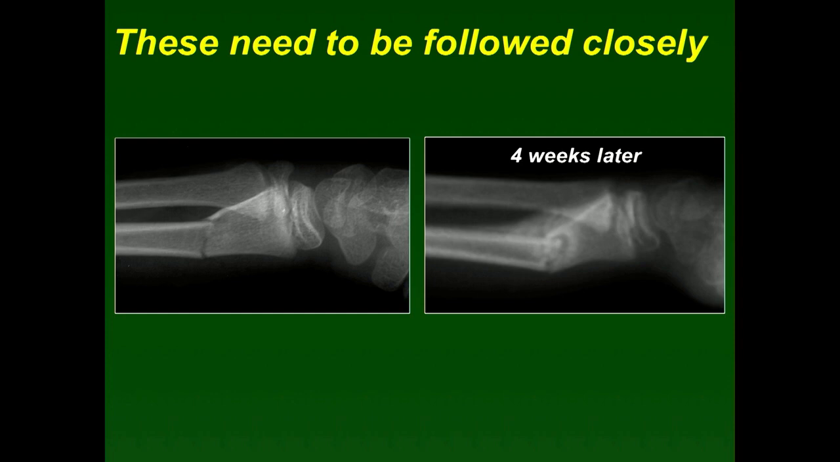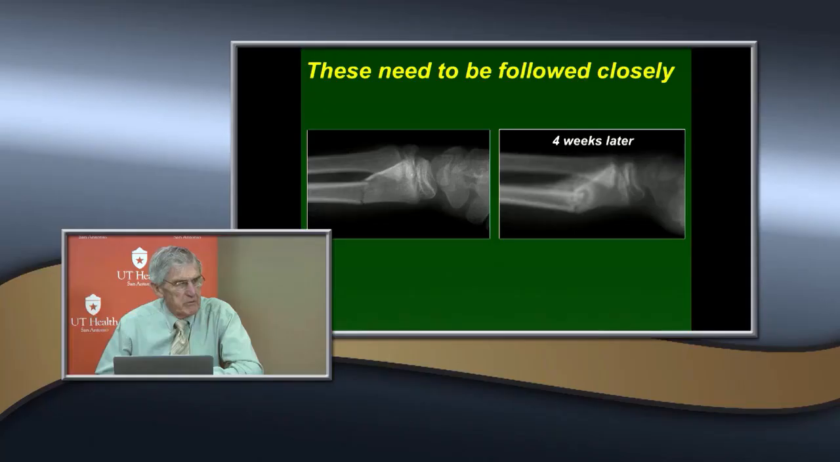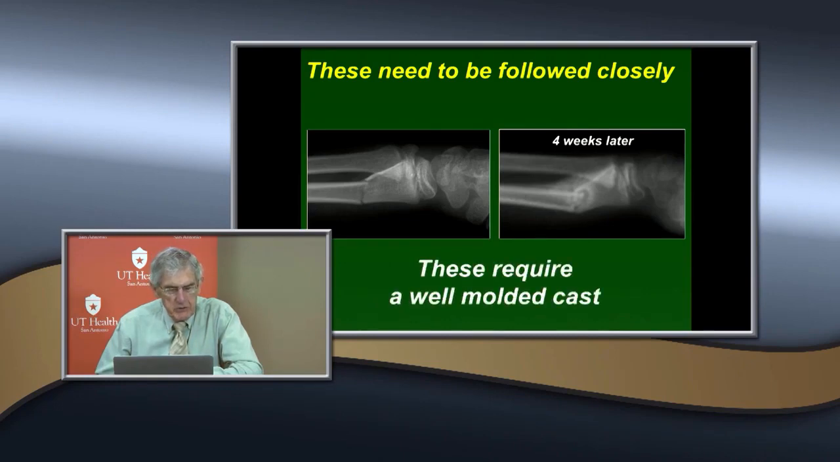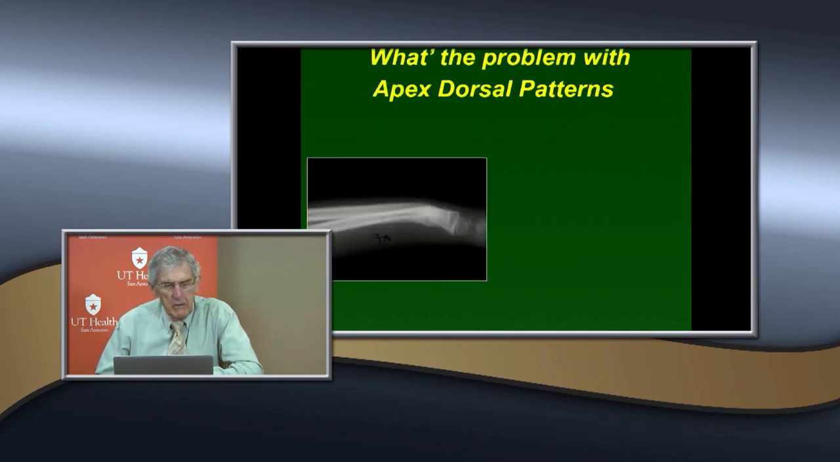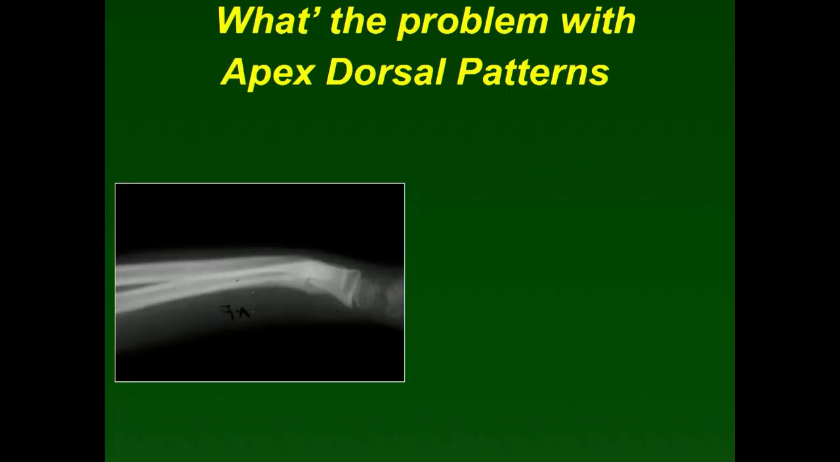We'll discuss that later. But if you've got a tension greenstick fracture, you tell the parents that there's a possibility that this may have a little bit of angulation when it comes back later, but it usually is within the limits of remodeling. But when you have a tension greenstick fracture, you really need to be a little bit more careful to make sure you have a very well molded cast. Now, what's the problem if it's an apex dorsal fracture?